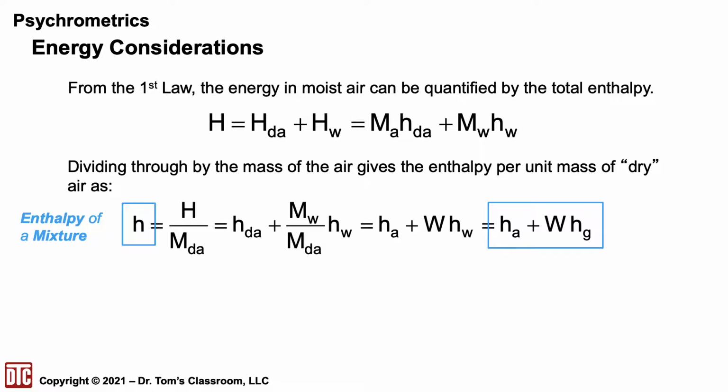And now we can play some algebra with this. We can divide through by the mass of dry air, m_a, or m_da, and we can end up with the relationship that the enthalpy of the mixture, little h, is going to be little h of the dry air plus the specific humidity, the humidity ratio, times h of the vapor.